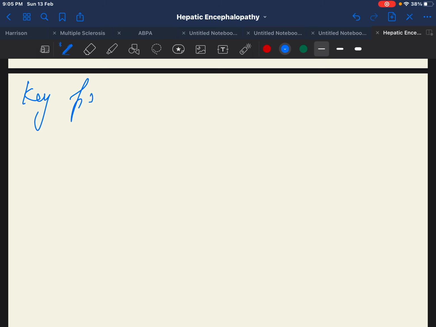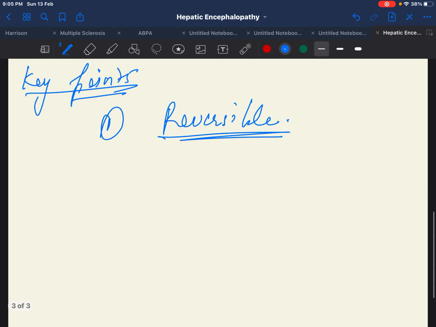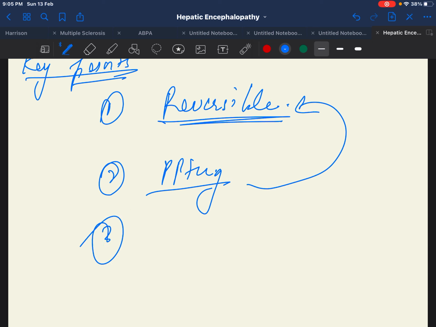Key points in hepatic encephalopathy: first of all, it is a reversible condition, and it is preceded by precipitating factors. There is always some precipitating factor present. So we have to identify the precipitating factor, and if we avoid or remove that precipitating factor, the condition is reversible.